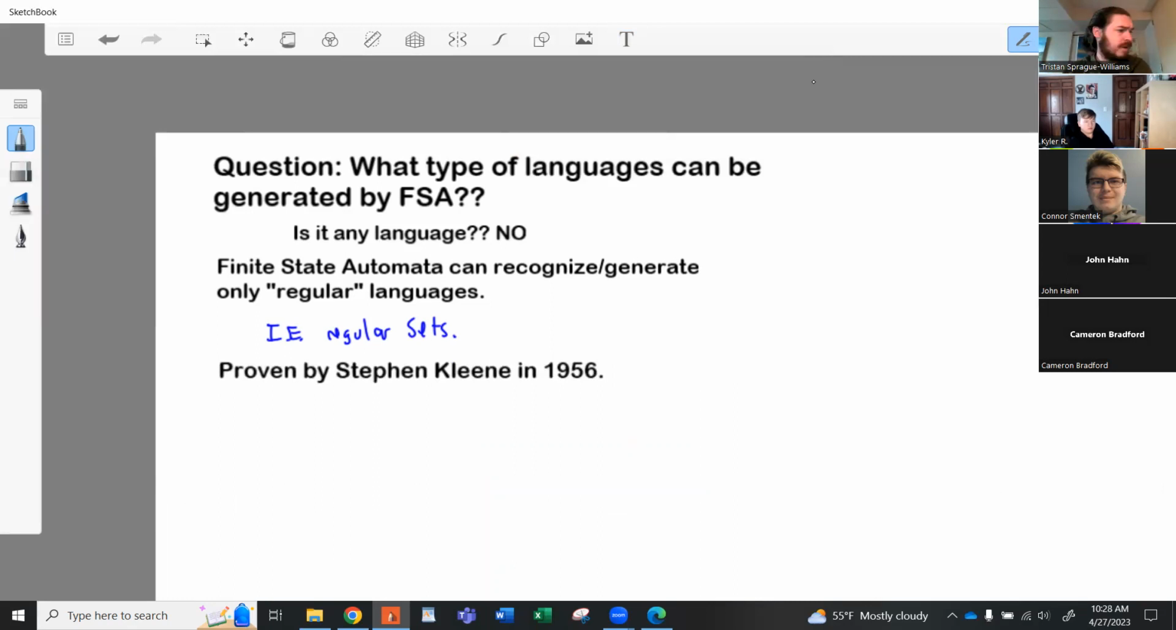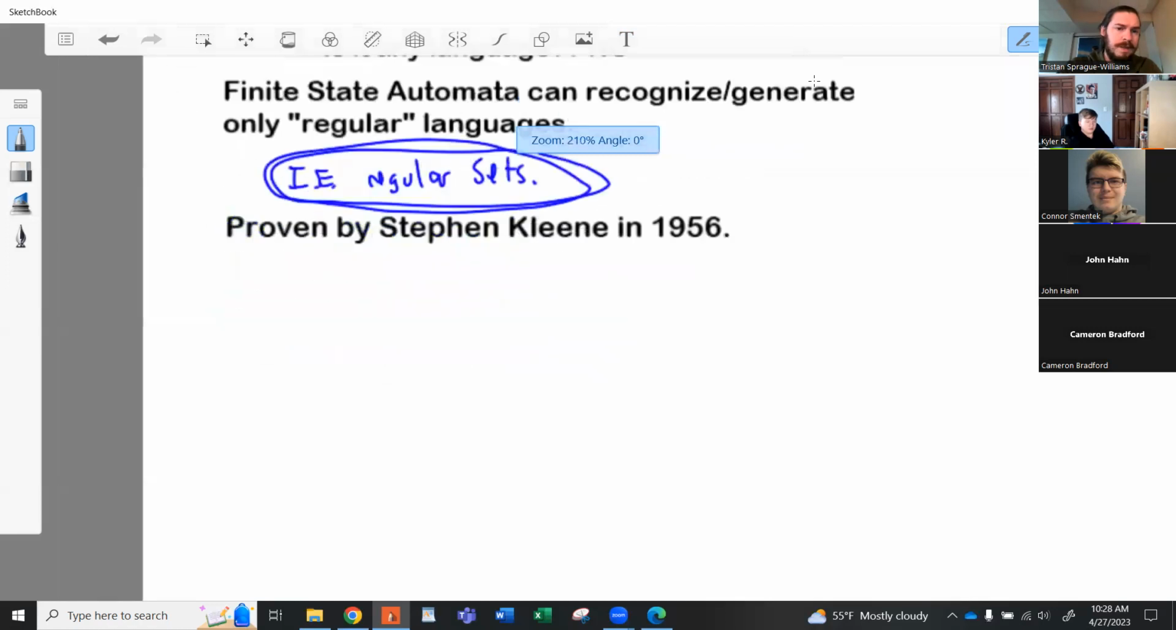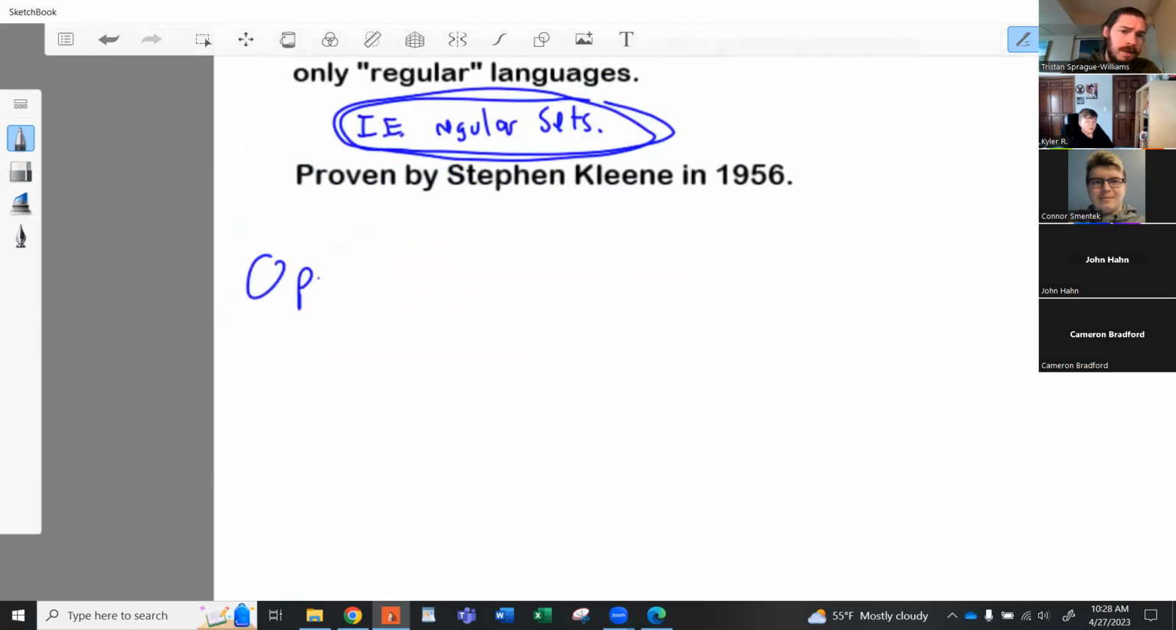We're going to build up to Kleene's theorem over the next 5 to 10 minutes. But before we can state Kleene's theorem, we need to develop an understanding of this term. So we're going to define regular sets, and then we can state Kleene's theorem, which is about regular sets. Backing up a little bit, we need to talk about operations on sets of strings.